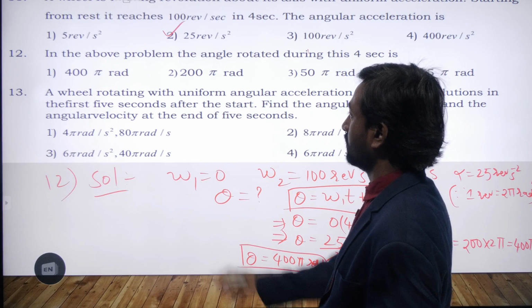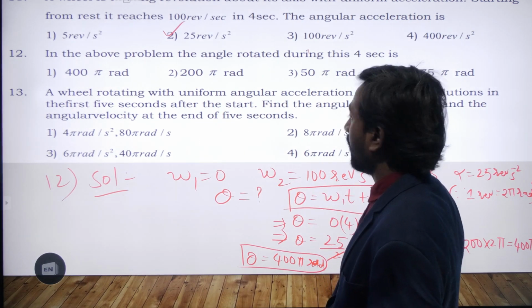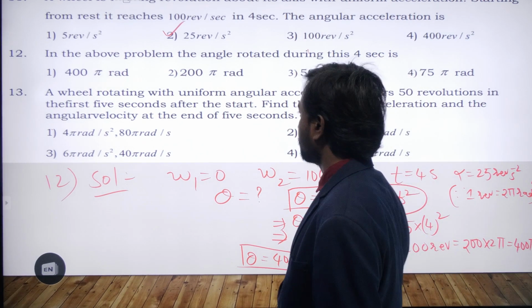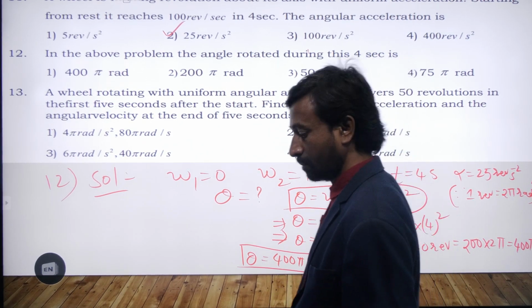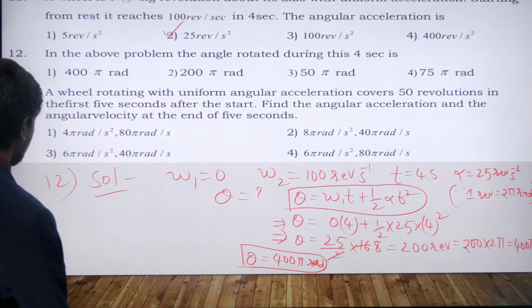At the end of 5 seconds means in the first 5 seconds, how much angular velocity and angular acceleration will be there, that we should find out. Same as in the first one we have done, the same like that only. We will see this one.